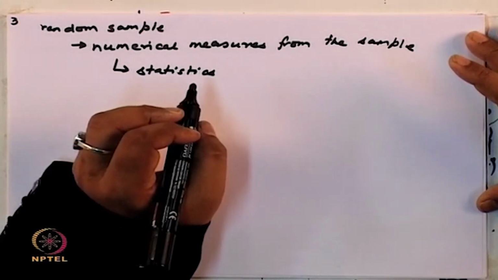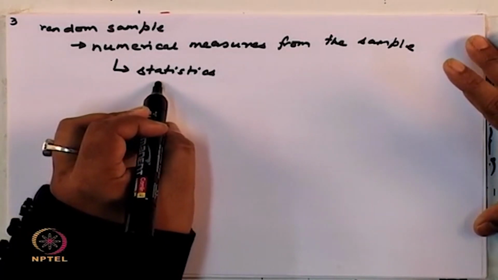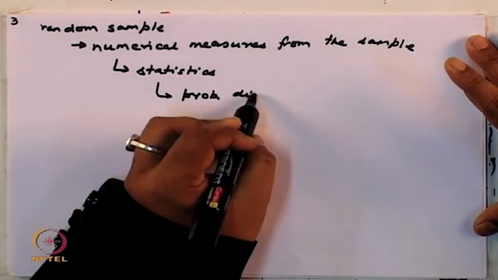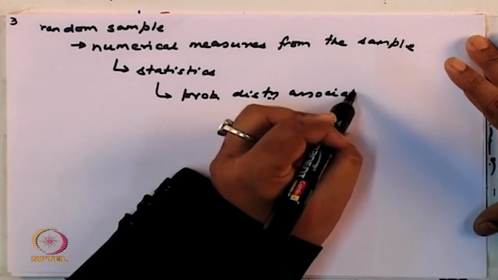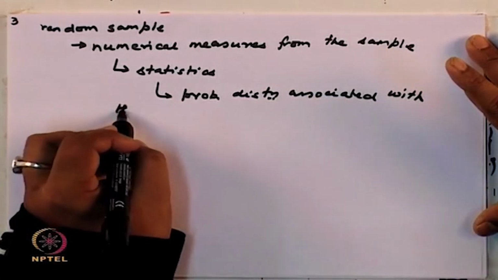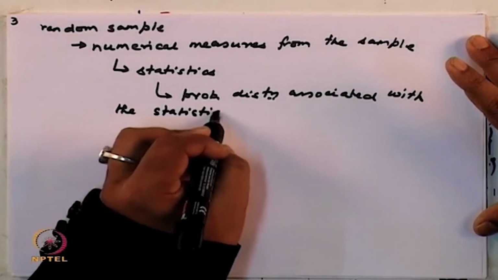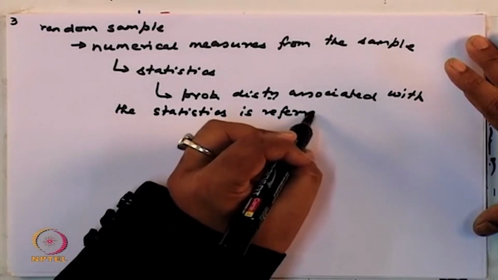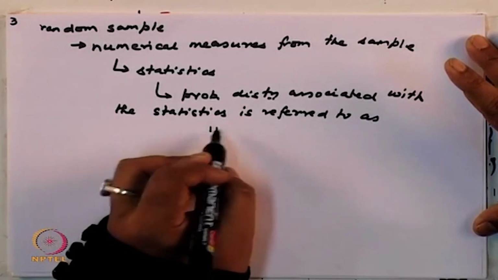And the probability distributions associated with these statistics are referred to as the sampling distribution.